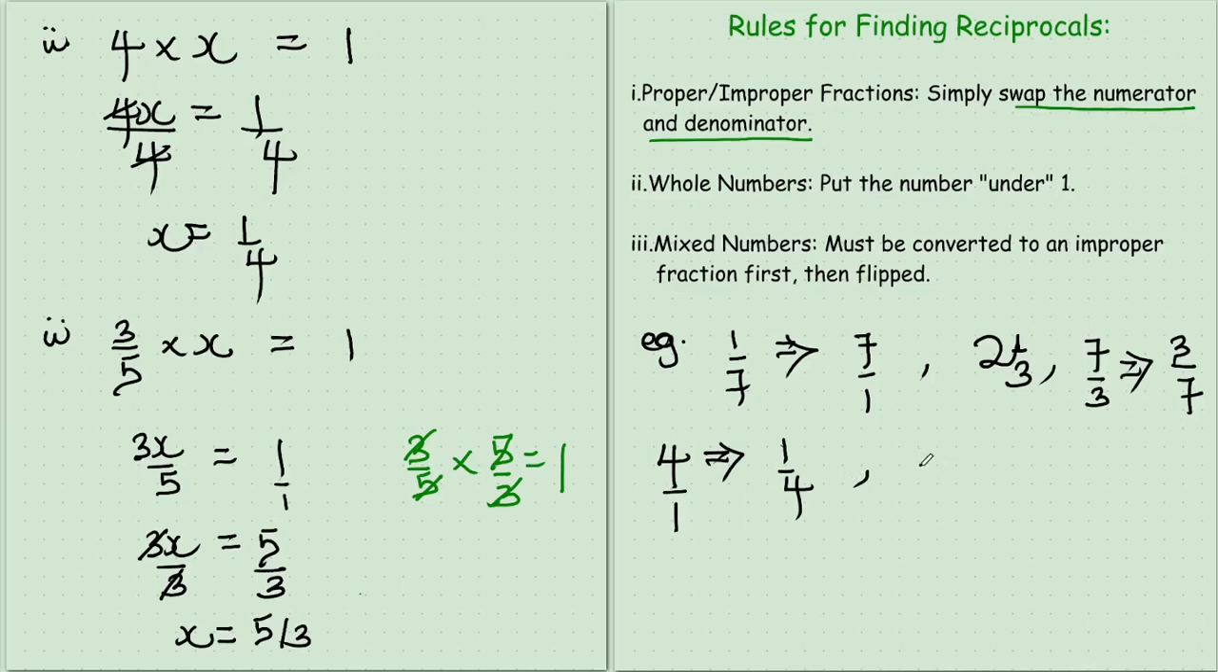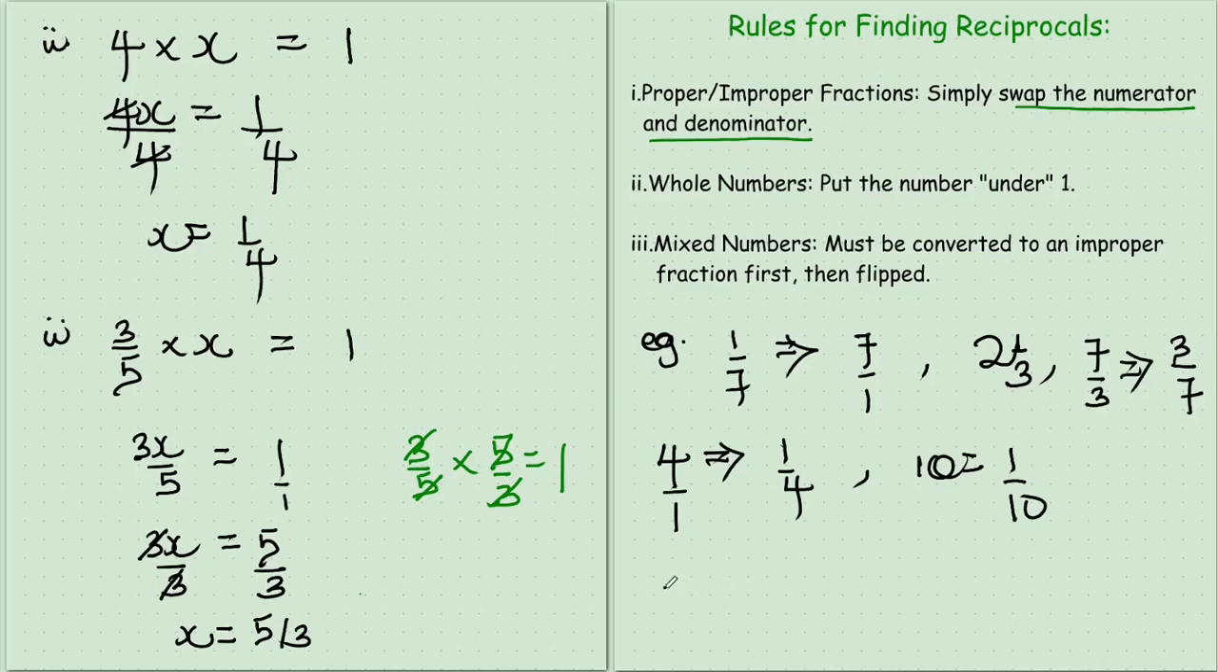Any whole number you have at all, even if it is 10, put it under 1. That is 1 over 10. And you are good to go. And the last one was mixed numbers, which I demonstrated over here. So basically, this is how we find the reciprocals of numbers.